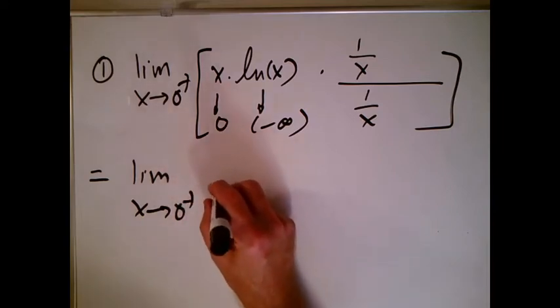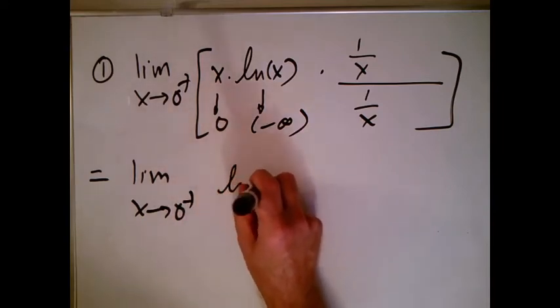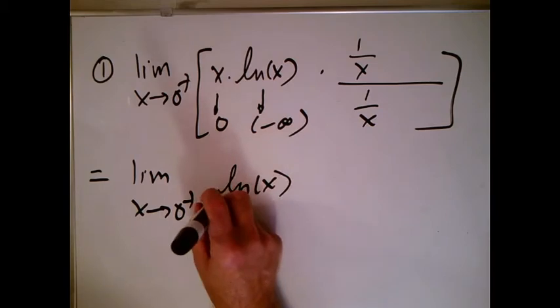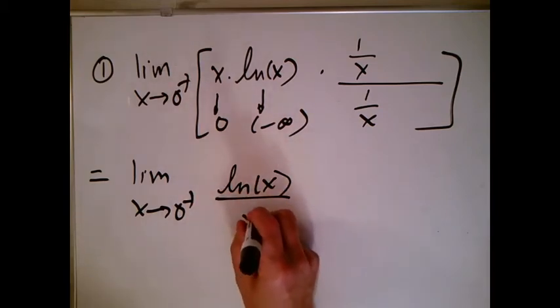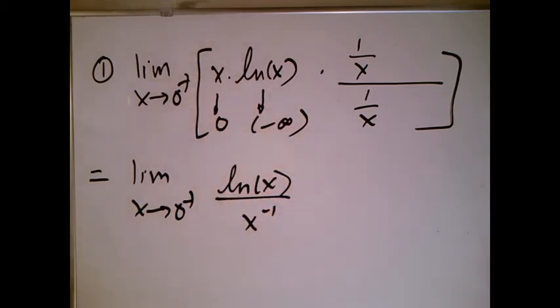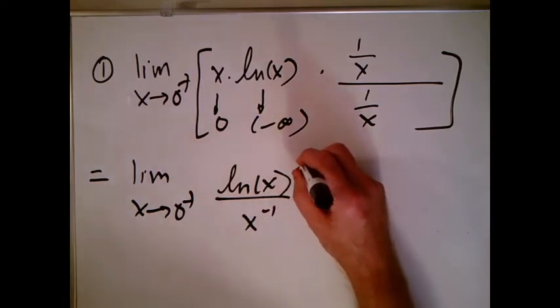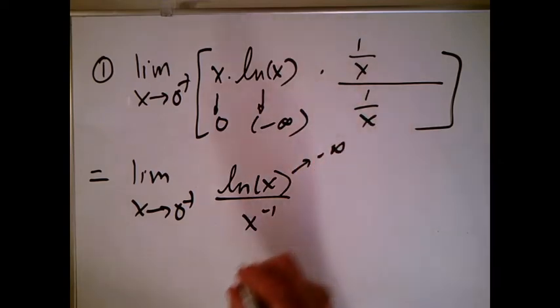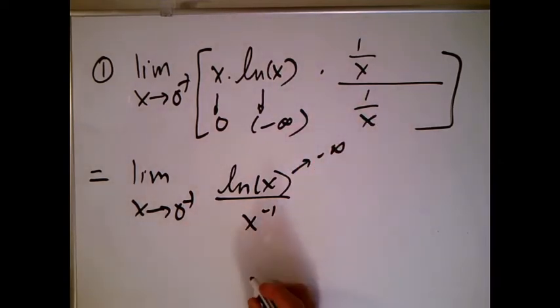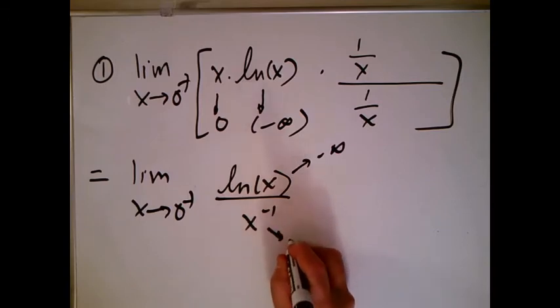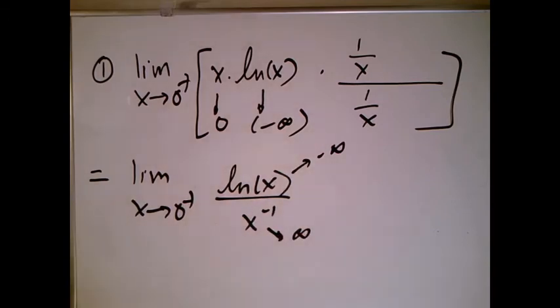On the top, I'm just going to get the ln of x. On the bottom, I'm going to write it as x to the minus 1 because I want to take the derivative, and I do want to see what's going on. When x is a tiny positive number, we already looked at the graph of this one. We know this is huge negative. When x is a tiny positive number and I take its reciprocal, this is a positive huge number. And so we're finally in a L'Hopital's rule situation.